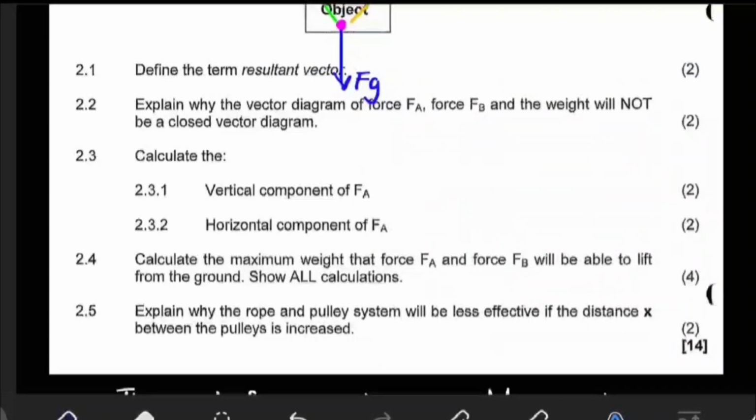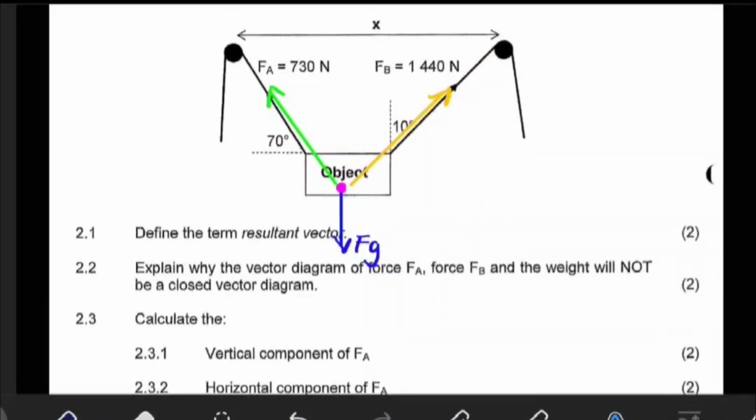Now for 2.3, we're going on to calculations. The first thing they want is the vertical component of Fa and then the horizontal component of Fa. Now, where we have Fa, let's just split that up into its components. So I've just adjusted those arrows so they align better with the diagram, so it's easier to understand the components. So here we've got Fax acting to the left and Fay acting up.